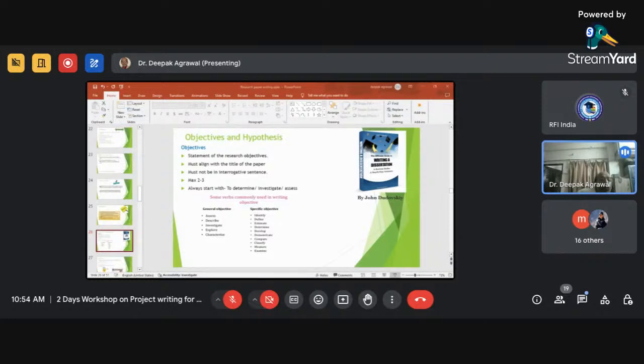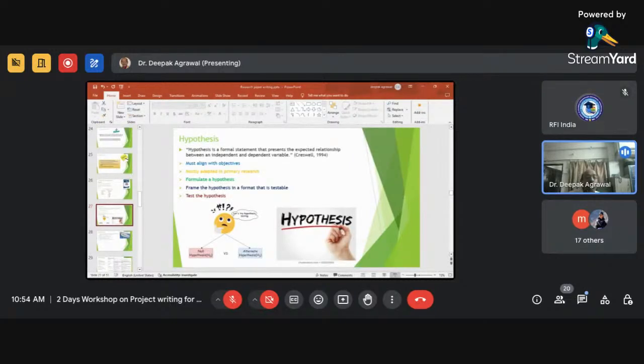There are various modes to prepare the statement of the objectives. You can always start with the word "to". The title of the paper never starts with the word "to", but objectives always start with the word "to". You can use words like to determine, to investigate, to assess. Some other words like to describe, to explore, to characterize, to identify, to define. So by using this "to", you can carry on with such types of words while writing your objectives.